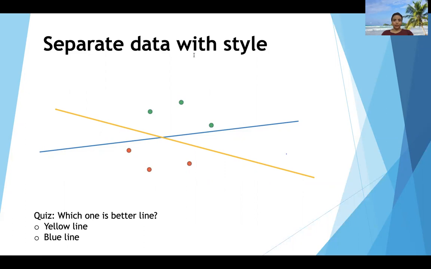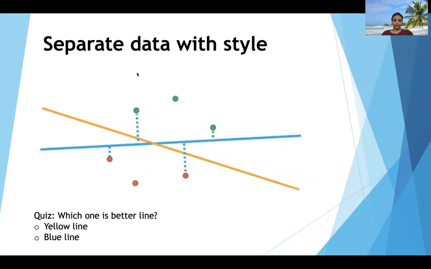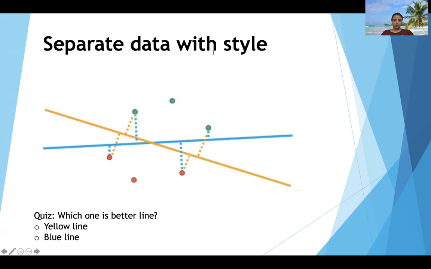Well, when we look at the blue line, we observe that it is close to these 2 points. So if we move this blue line a bit, it can misclassify one or more points. And the yellow line seems to be nicely spaced. It is not too close to any of those points. It seems like the best line is the yellow line.